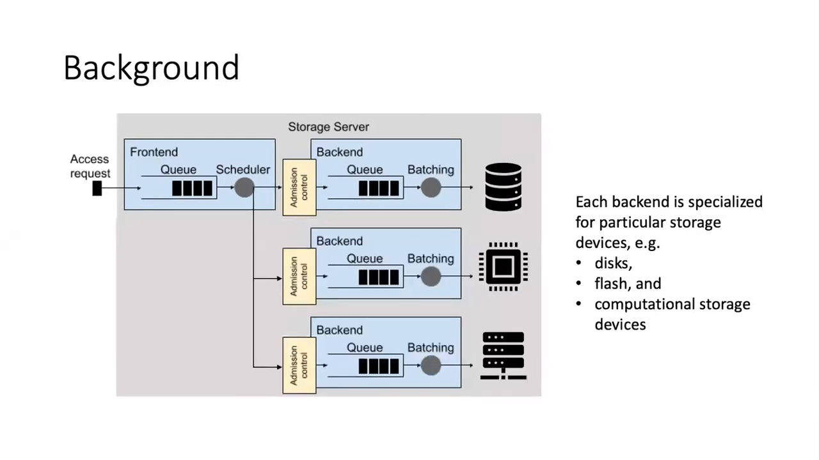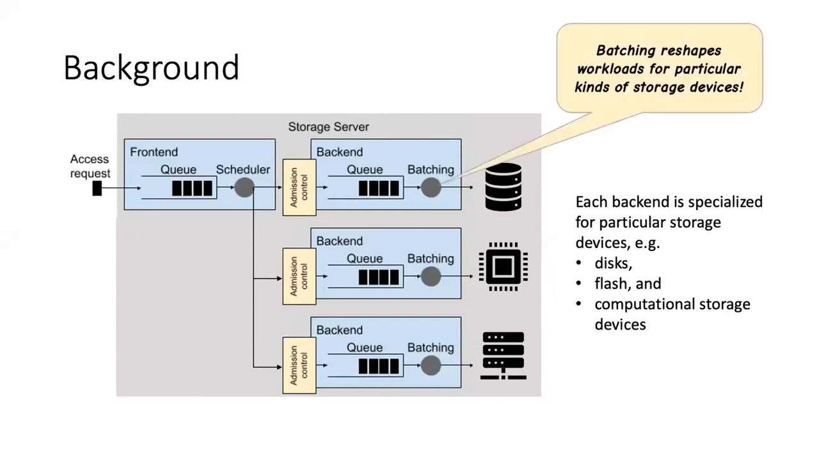Storage servers can have multiple kinds of backends with different design assumptions about the underlying storage device technologies. These include disks, flash, but also computational storage devices with completely new storage abstractions. Batching in each of these backends is designed to reshape workloads so they use particular kinds of storage devices efficiently. Requests are scheduled in the front end to ensure different levels of service for different classes of requests. For example, requests that are generated by data scrubbers working in the background generally have a lower priority than requests from an application. While batching is device-specific, scheduling is not. So system designs that can add new backends designed for new storage devices favor a separation of scheduling and batching.